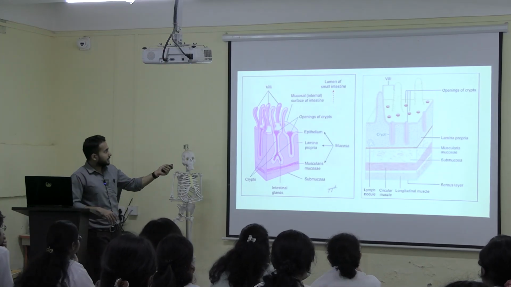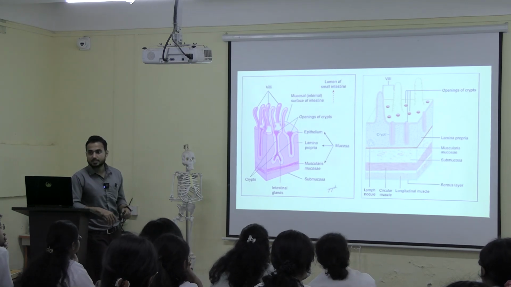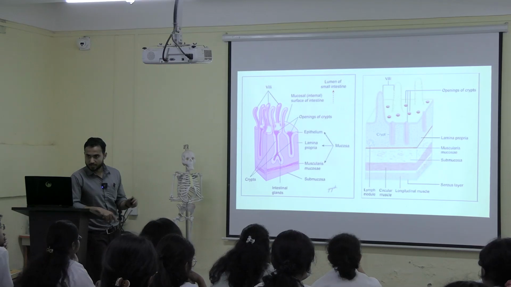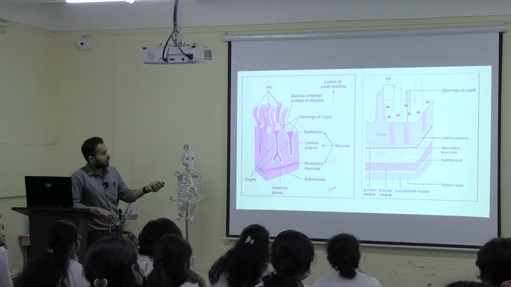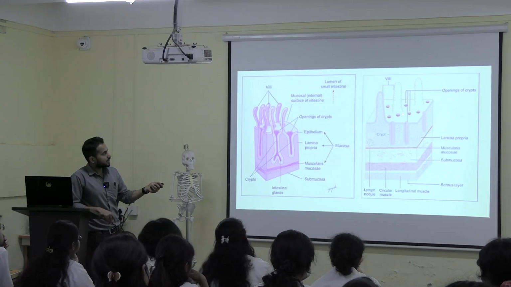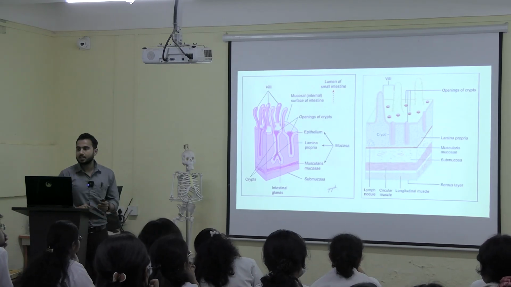Now in between the villi, can you see the space? Look, this is one villus, this is one villus. In between them, this is called the intervillus space. Now just track one intervillus space. If you go down on the lumen of the small intestine, can you see the openings? Can you see the depressions? These are nothing but the openings of the crypts.